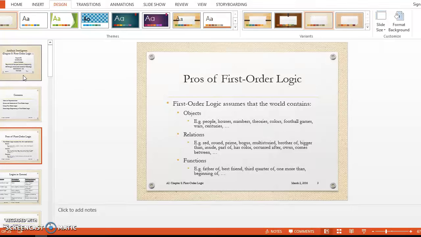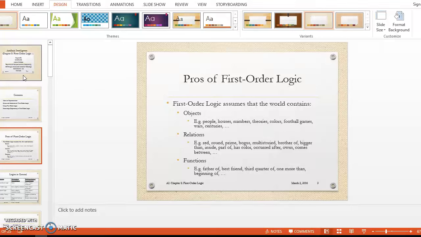So the first one, objects. Here objects means people, houses, numbers, theories, colors, what we are seeing as objects in real time. And relations, for example, here we are considering 1 plus 2 is equal to 3. Here one is called an object, the relation is plus, and the equality is called a function. So 1 plus 2 equal to 3 is a simple example for object, relation and function.